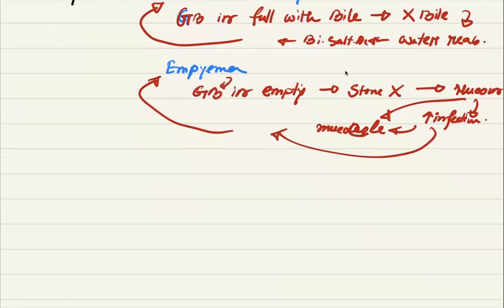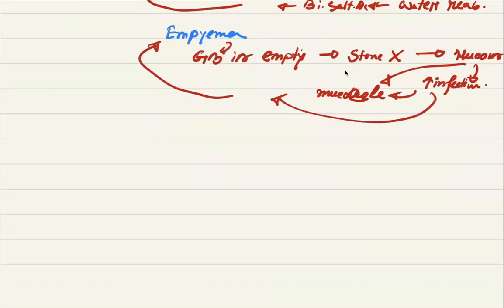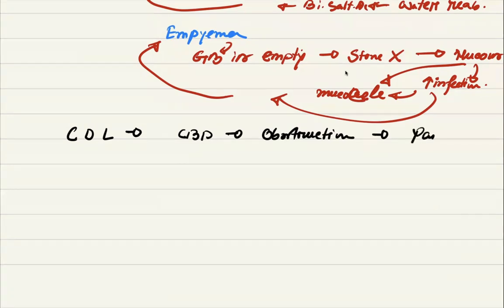Next is, as we all know, choledocholithiasis. Simply, if the gallstones migrate into the common bile duct, it will cause what? Obstruction, right? So the patient will have what? Obstructive jaundice.